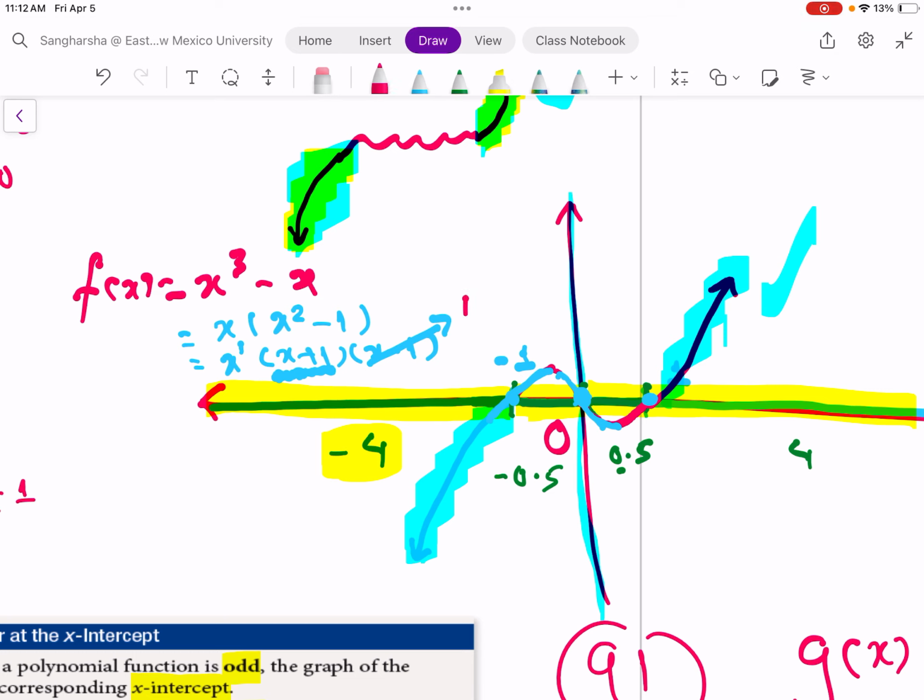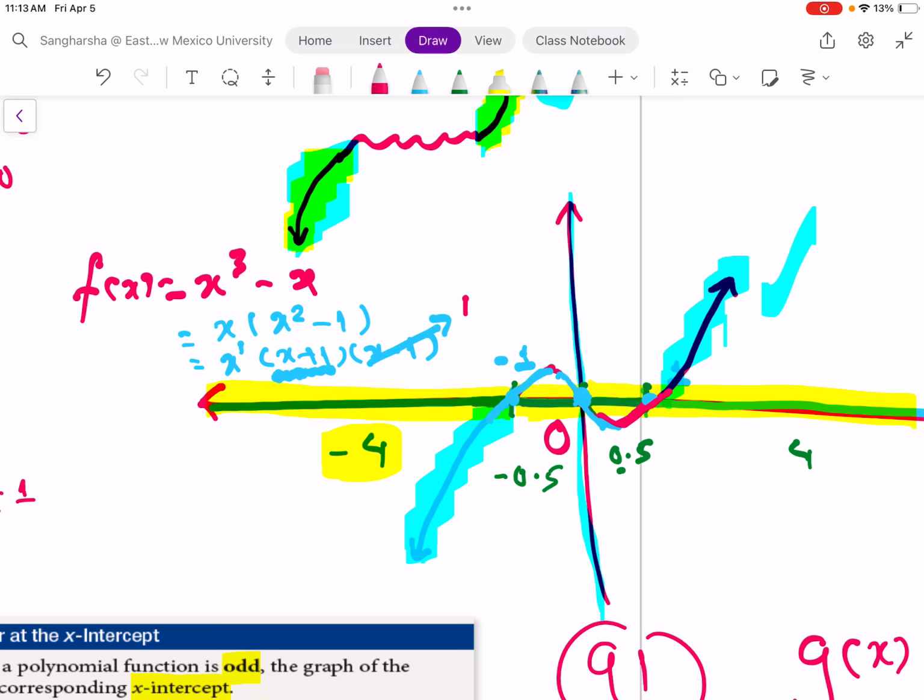So every time, if the multiplicity is odd, it always crosses. If the multiplicity is even, it always touches the x-axis. Okay, and multiplicity is the number of times the factor is repeated in a function.